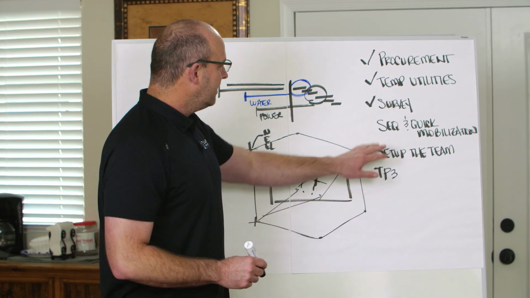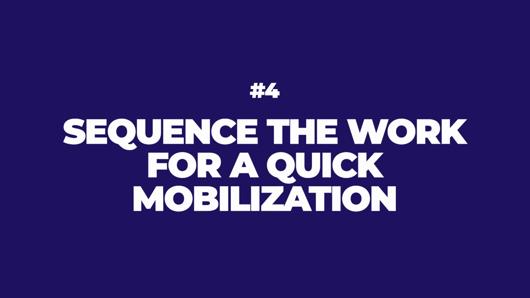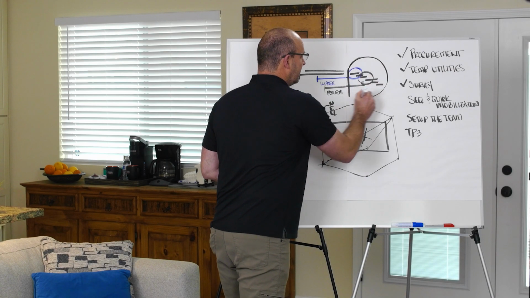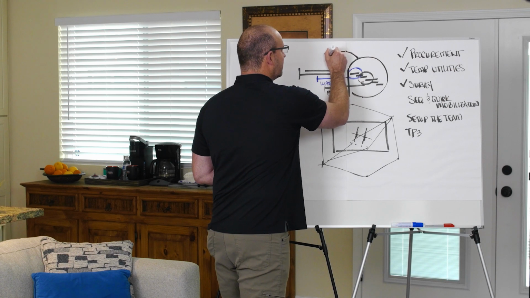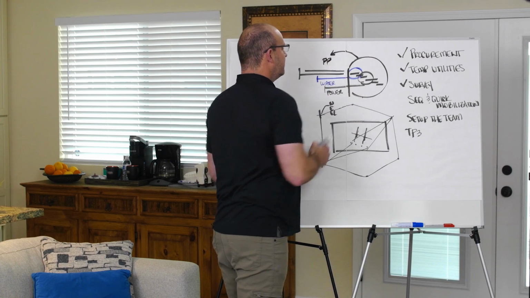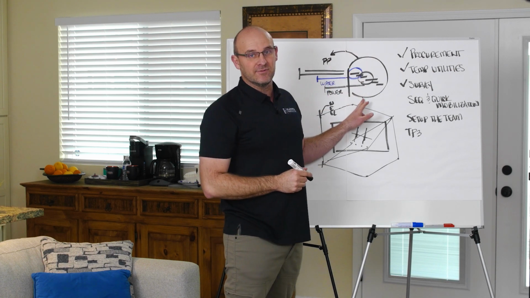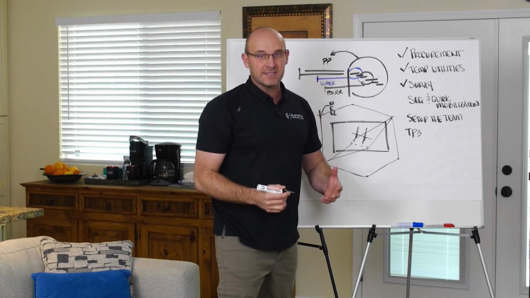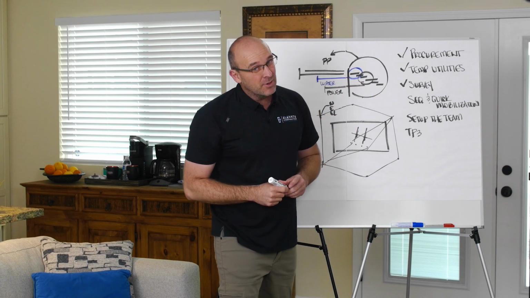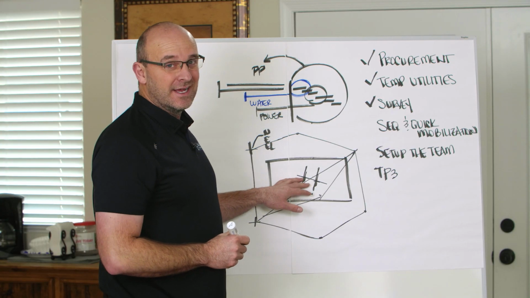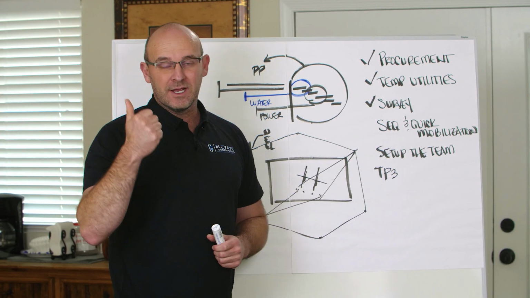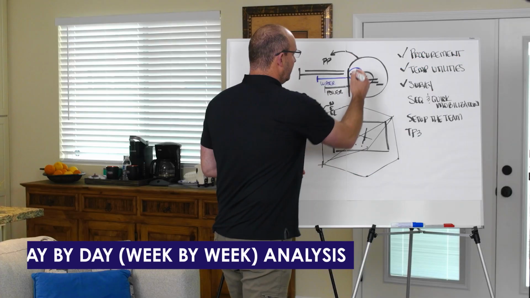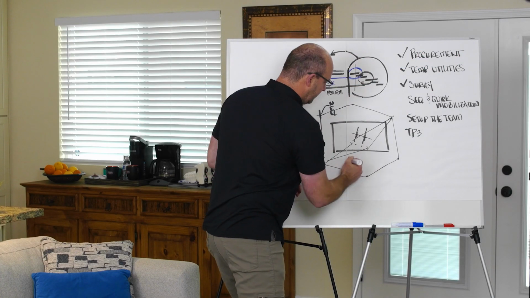But really, item number 4 is sequence the work for a quick mobilization. Here's what I want to say. All of these trades in here, even though they're not on the site, you want to go ahead and do a pull plan as soon as you have them available. You'll want to work through this. You'll want to make sure that you have the fastest possible mobilization. And in most cases, when you actually get here on site, you're going to have to do what I call a day-by-day or a week-by-week analysis. That means you do a drawing, you say, hey, week 1, and then you do a drawing, right?